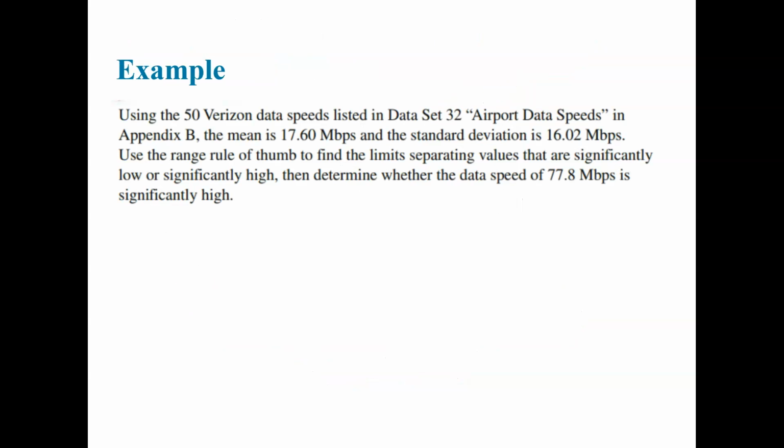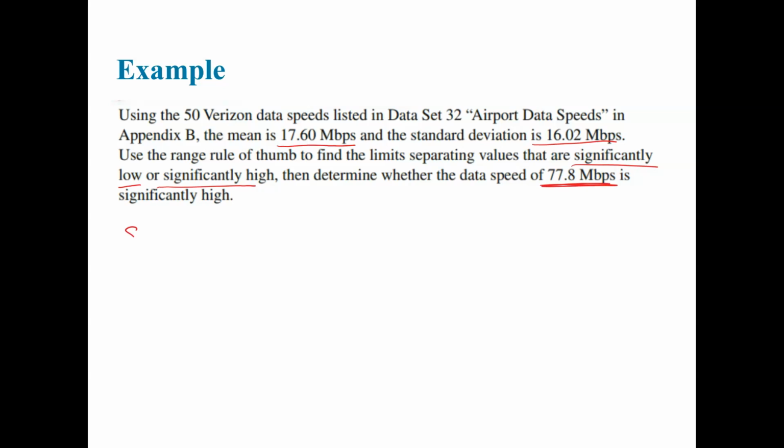Let's do an example. Using the 50 Verizon data speeds, the mean is 17.60 and the standard deviation is 16.0. So that means the mean speed is, I said average and I said we weren't going to use that word, the mean is 17.6 and the standard deviation 16 on either side is the standard deviation away from the actual mean. So use the range rule of thumb to determine if they're significantly low or significantly high. Find those ranges and then determine whether this is significantly high.